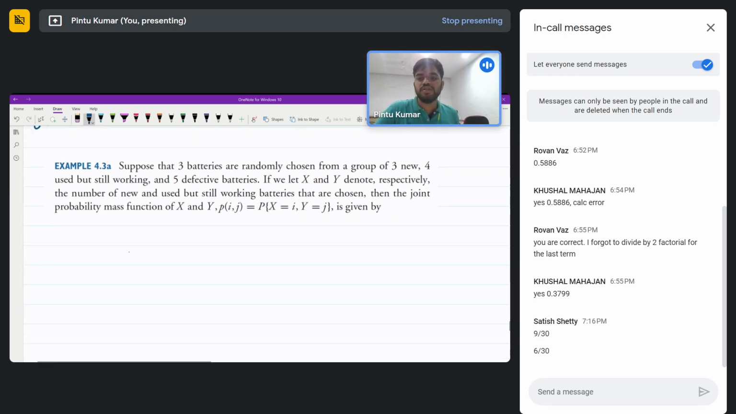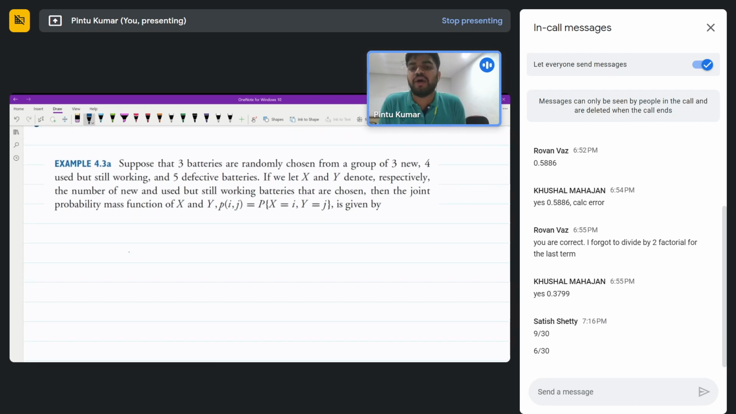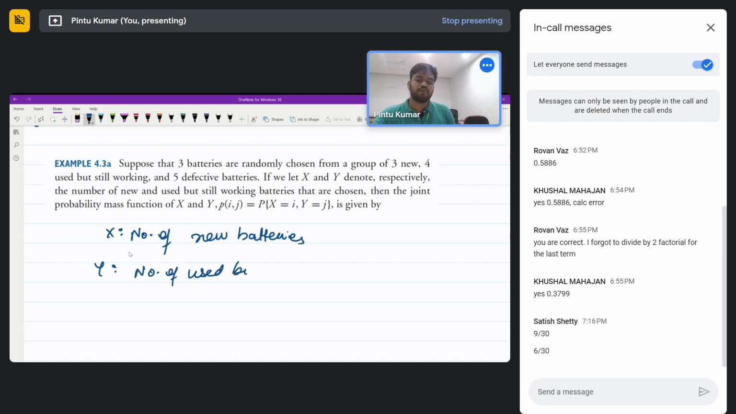So the question says, suppose that 3 batteries are randomly chosen from a group of 3 new, 4 used but still working, and 5 defective batteries. Okay, there are 3 batteries that we have chosen. Now let X and Y denote respectively the number of new and the used but working batteries. So X denotes the number of new batteries in the 3 batteries that we have randomly chosen, and Y denotes the number of used but working batteries.